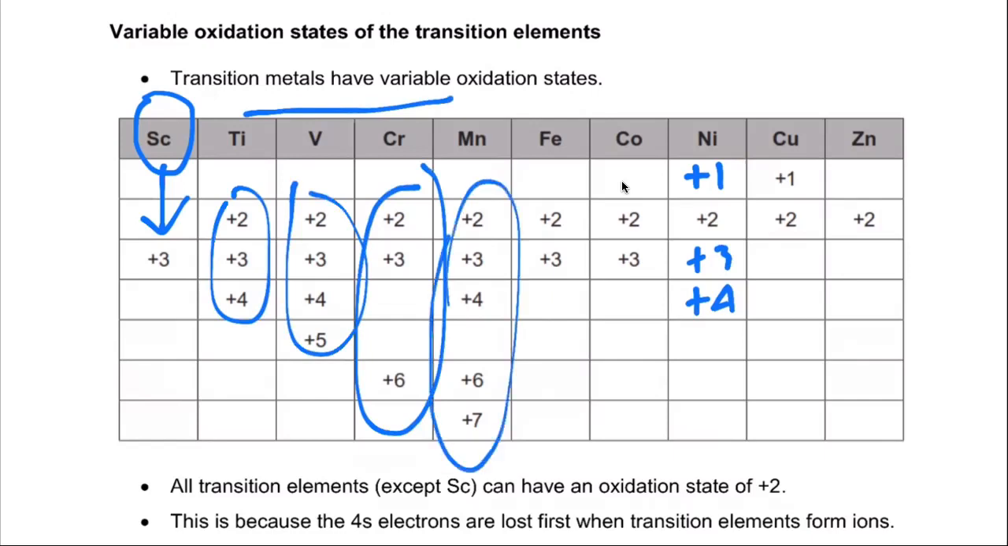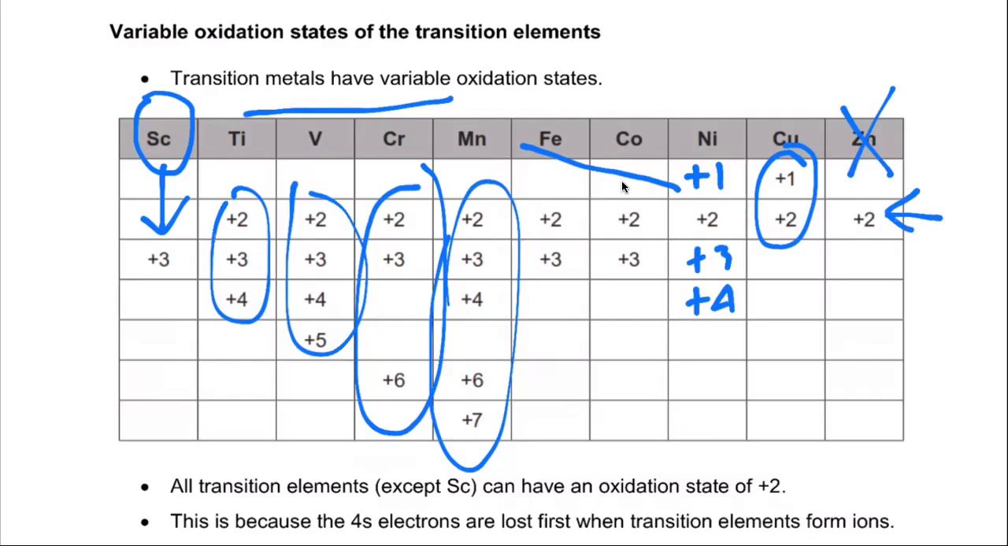But then it starts going back down with iron and cobalt and nickel, all the way down to copper, where copper only has 1 and 2. And then zinc, remember we talked about the zinc, technically by our definition of transition elements, it doesn't fit that definition because it doesn't have any unpaired d electrons. And so that's why zinc only has 1 charge, because it just loses the 4s electrons. It doesn't lose any of its d electrons.